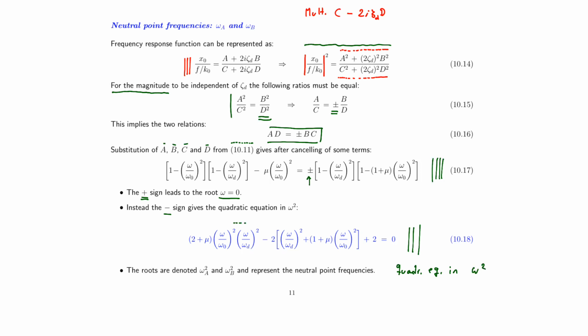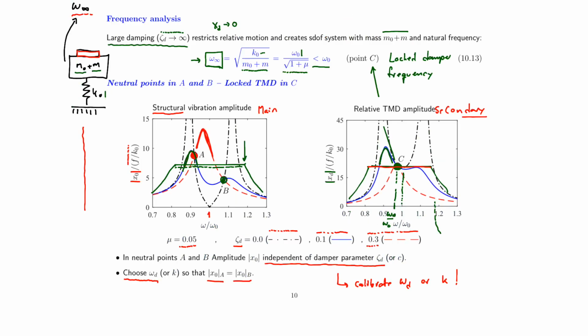Here we have omega to the power of 4, here are terms omega to the power of 2, and here we have the single constant term omega to the power of 0. So the roots to this equation are actually the frequencies for our neutral points omega A and omega B. These are the points that we can see on this curve here. So down here we have omega A over omega 0, and here we have omega B over omega 0.